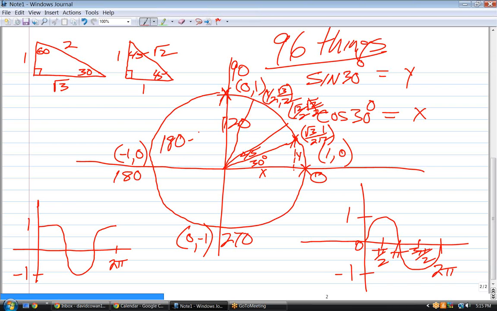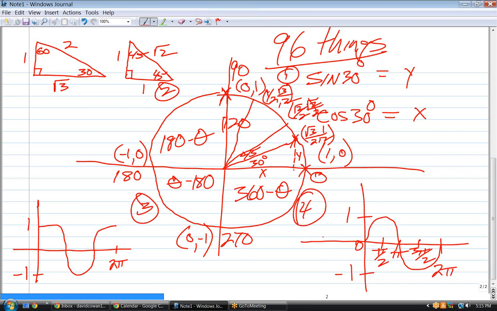There is a formula that applies in the second quadrant and the third quadrant and the fourth quadrant. Have you seen these before? No. This is quadrant 1, quadrant 2, quadrant 3, quadrant 4. What these formulas here do is allow you to take any angle greater than 90 degrees and convert it to a first quadrant angle.